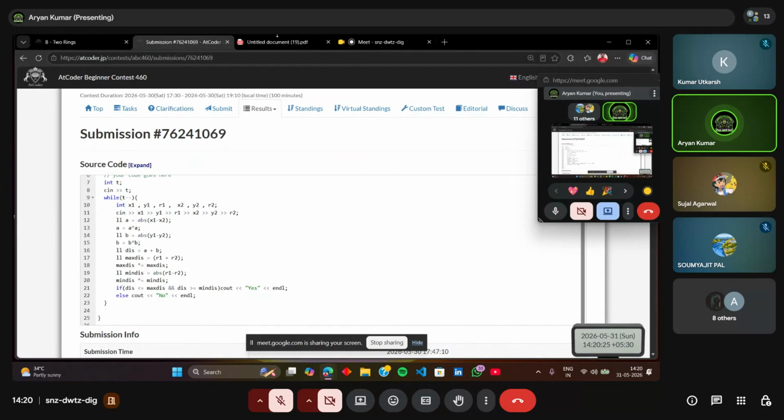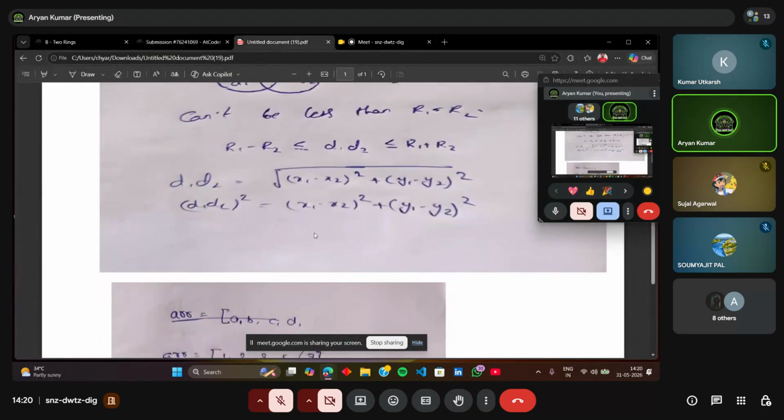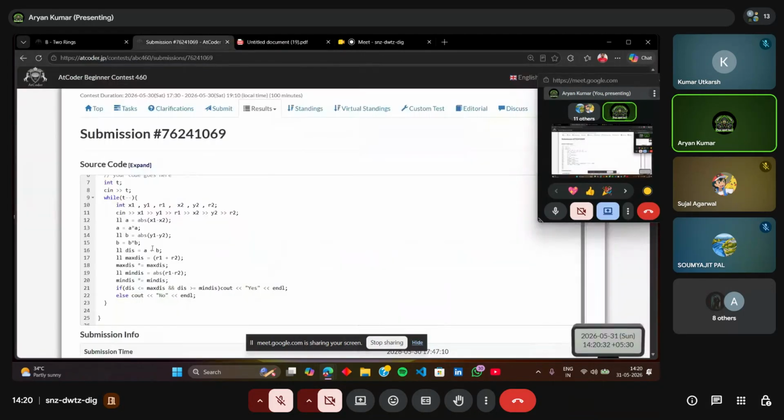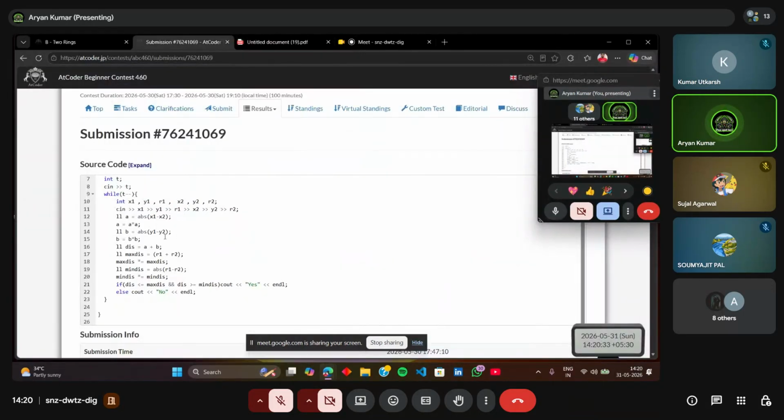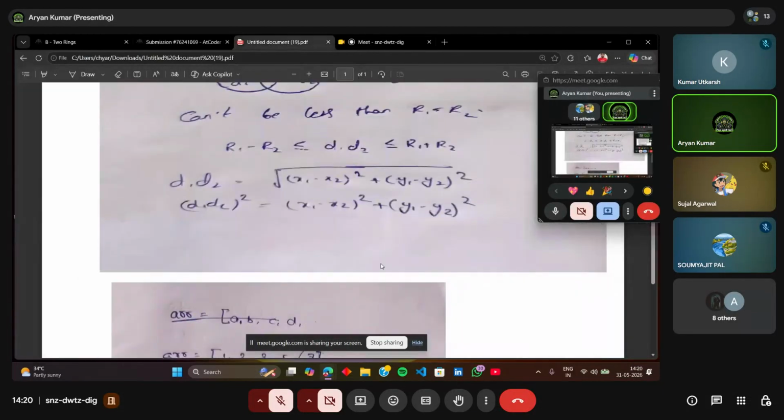Why are we squaring this? Because to find distance, we need a square of their difference. Similarly, we will take the difference of their y coordinate and we will square them. Okay, and then I have written this as distance, this variable. So this is a square of the distance between their centers, that is a plus b. Here, the sum of their squares is equal to the square of the distance between their centers.